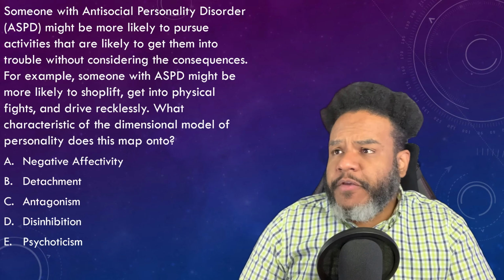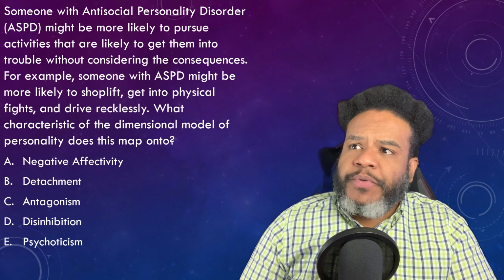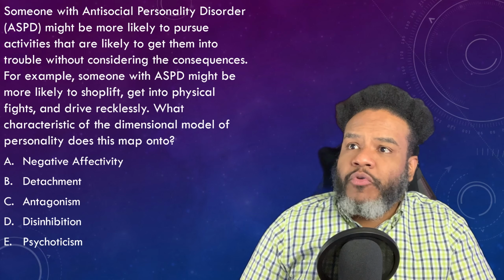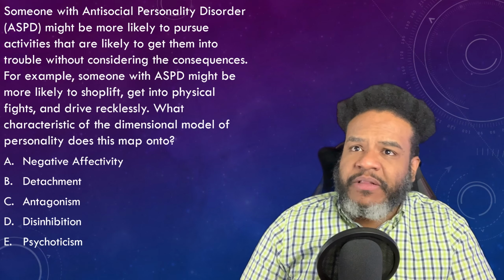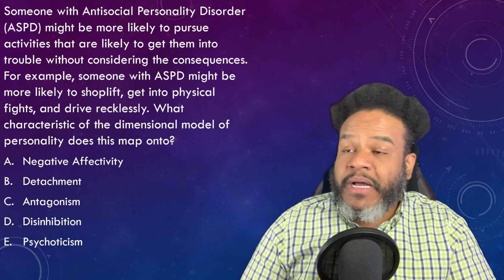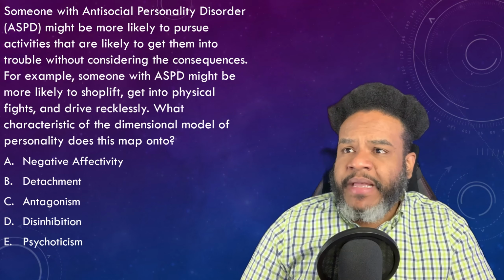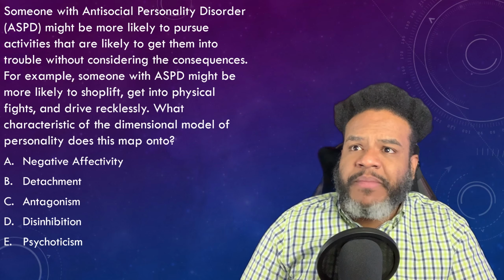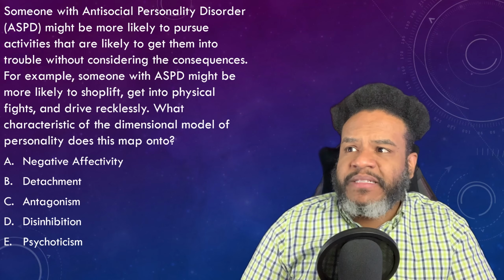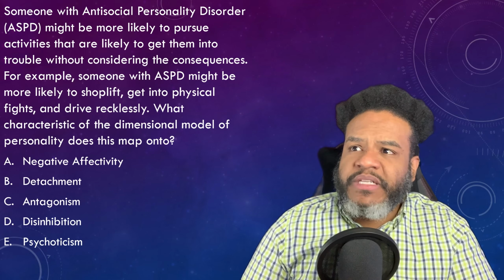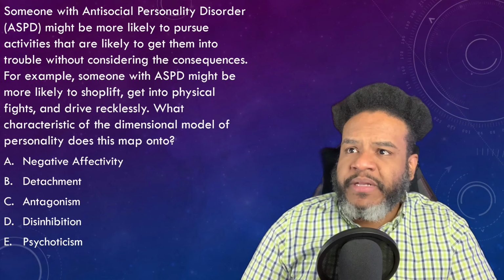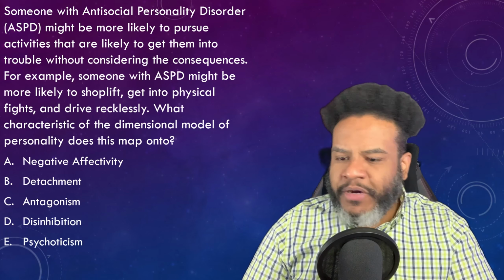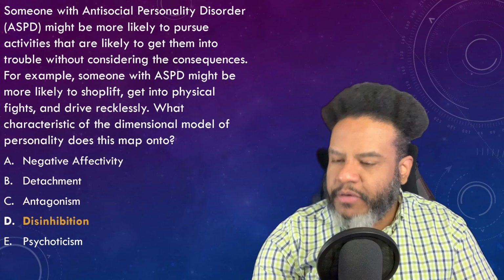So here's a little bit of review for you. Someone with antisocial personality disorder might be more likely to pursue activities that are likely to get them in trouble without considering the consequences. For example, someone with antisocial personality disorder may be more likely to shoplift, get into physical fights, and drive recklessly. What characteristic of the dimensional model does a personality of this type map onto? All right, which one is it? Boom, there we go: disinhibition.